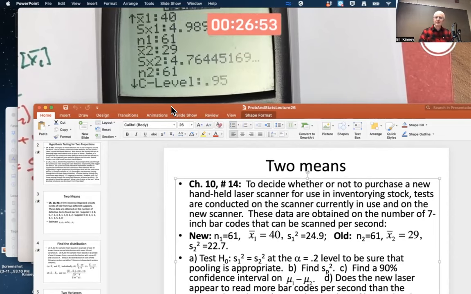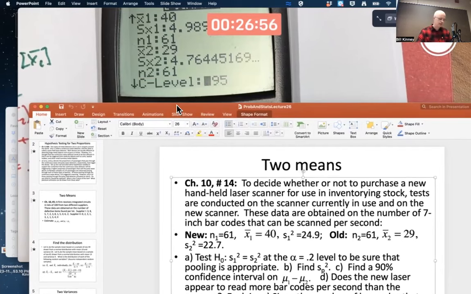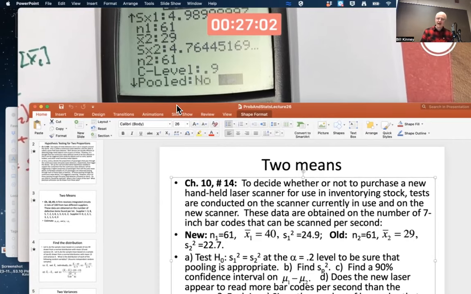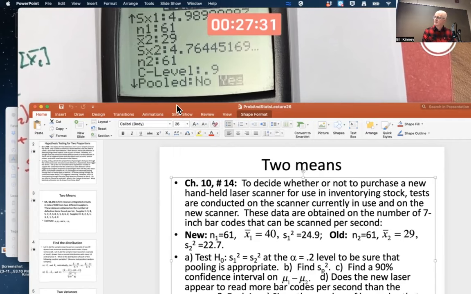Confidence level is set at 95%. We are asked for a 90% confidence interval in the problem statement. Should we pool or not? We're choosing yes, because we're making the assumption that sigma 1 squared equals sigma 2 squared. If we didn't have good reason for that, then we choose no. By choosing yes, we're using the formula that I wrote down. If we choose no, then we would use the other formula, and the degrees of freedom, again, would be much more complicated. So we should be able to get a confidence interval here. And maybe it'll say the degrees of freedom is n1 plus n2 minus 2. It should say maybe 120 degrees of freedom. 61 plus 61 minus 2.